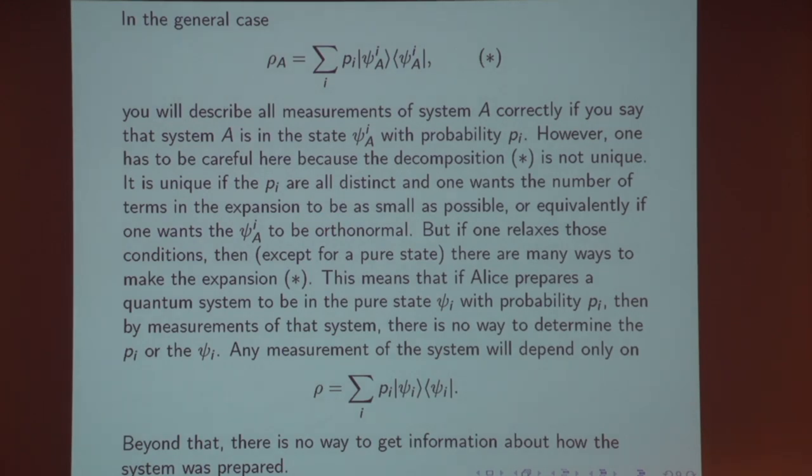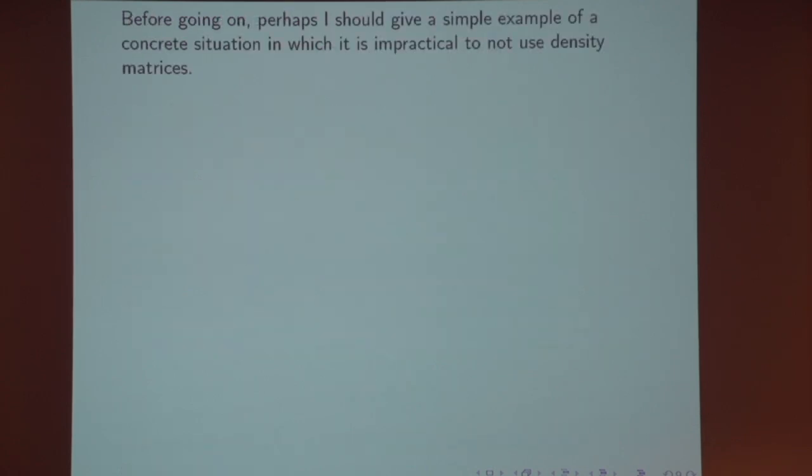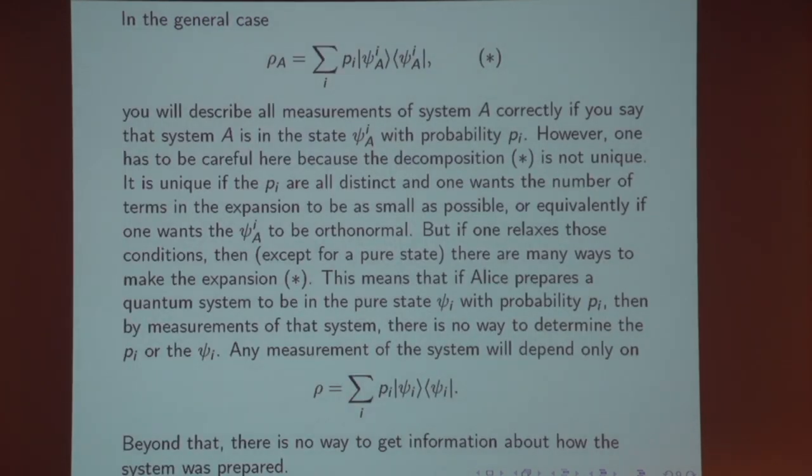So if Alice prepares a quantum system to be in the pure state psi i with probability p i, then even if she provides you with many identical copies of whatever she's prepared, there's no way to determine the psi i and the p i. A measurement will only depend on rho, and rho does not uniquely determine the psi i and the p i. Beyond measuring rho, there's no way to get information about how the system was prepared. You can measure the density matrix, but you can learn nothing else about how she prepared the system.